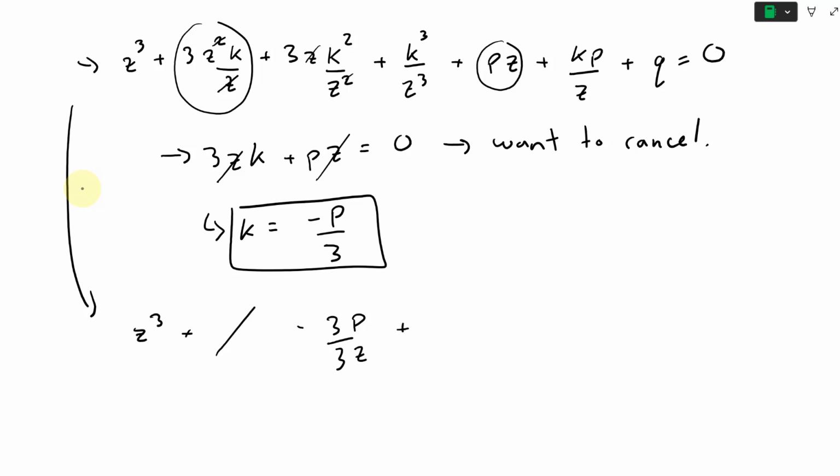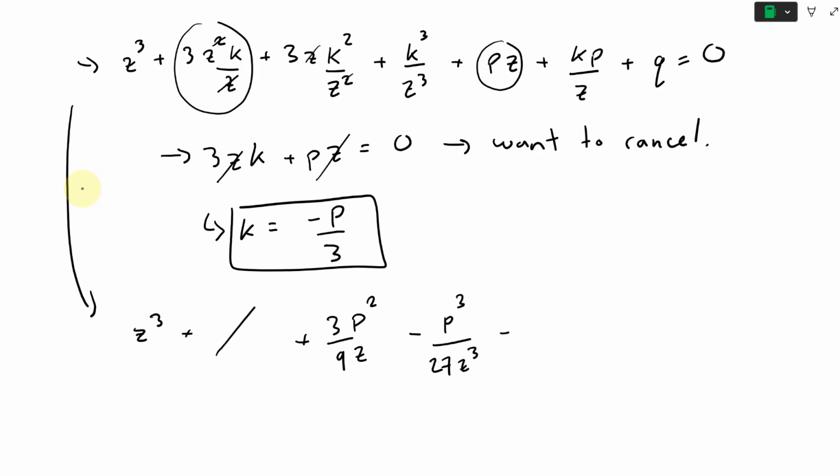The next one's going to be plus k cubed. So that's going to be a negative, and this one's going to be k squared. This is going to be plus, because it's a negative squared. And if I put a squared there, this is going to be a 9. All right, and now the next one is this one here, k cubed. Now it's going to be a minus, because we have a minus cubed. It's going to be just minus 1. So it's going to be minus p cubed over, and then 3 cubed is 27, and then z cubed.